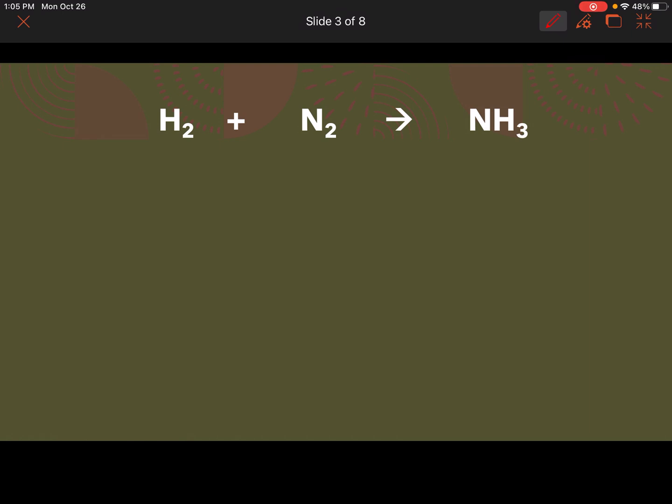So I've got hydrogen gas and nitrogen gas. These are my reactants. Remember, reactants are on that side. Products are over here. And that's going to produce NH3, so ammonia gas here. Now, whenever you look at a chemical equation, your very first step is always going to be to balance it. So go ahead and balance that equation there.